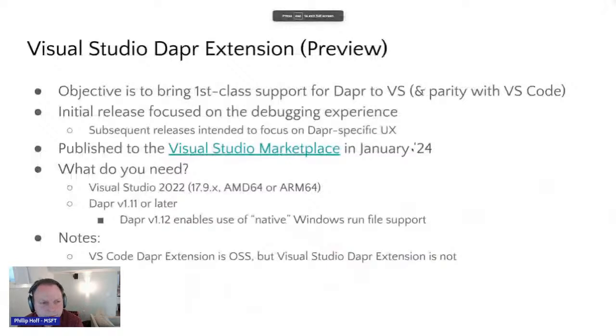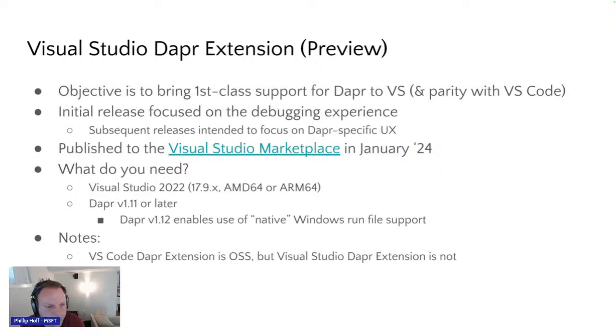All right. So we're talking about the Visual Studio Dapr extension. This is something that's in preview today. The objective of this extension was to bring first-class support for Dapr in Visual Studio, and for the most part, provide parity with what we already have in VS Code. So Dapr has an extension for VS Code. It's been there for over 2 years now, that provides a basic debugging experience, and some other UX around use of Dapr. And we want something similar for those that are using or more comfortable with Visual Studio.